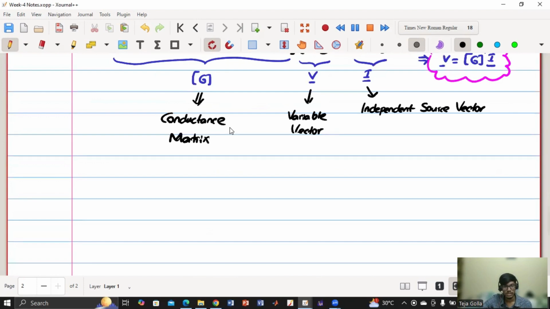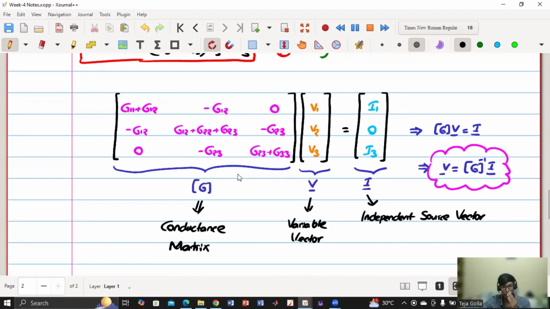Excuse me, sir. Yes. Sir, if you just go a bit up. Here only at the last step of this. Here, sir, if you want to find V1 there, we have G11 plus G12, minus G12, right? Yes. Now, sir, how to find V1 here? So V is equal to G inverse of I. Yes. So after calculating G inverse, how do we need to find the V1 there, sir?